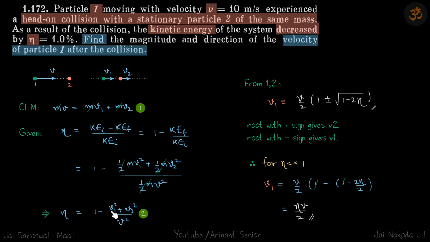So now we have our two equations and two variables, v1 and v2. We just solve that to get v1 as v by 2 times 1 plus minus root of 1 minus 2 eta. Now as discussed, the velocity must be towards right, but here both the velocities are towards right. So which one of them is the answer? See, 1 minus 2 eta is smaller than 1, so even if you take a minus sign, it gives a correct root.